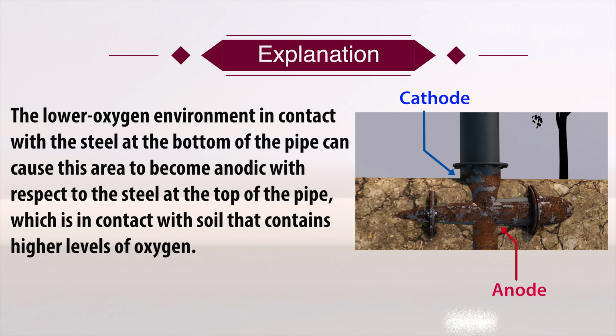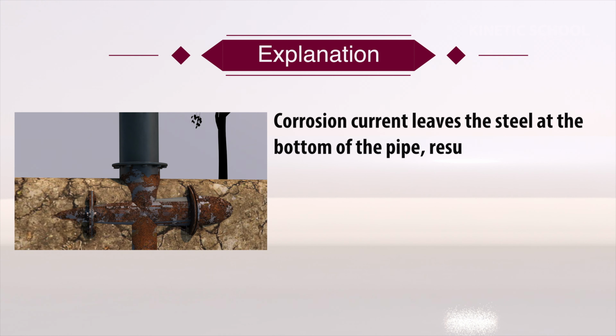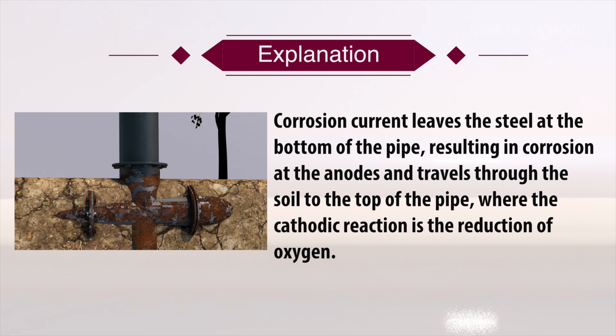The lower oxygen environment, in contact with the steel at the bottom of the pipe, can cause this area to become anodic with respect to the steel at the top of the pipe, which is in contact with soil that contains higher levels of oxygen. Corrosion current leaves the steel at the bottom of the pipe, resulting in corrosion at the anodes, and travels through the soil to the top of the pipe, where the cathodic reaction is the reduction of oxygen.